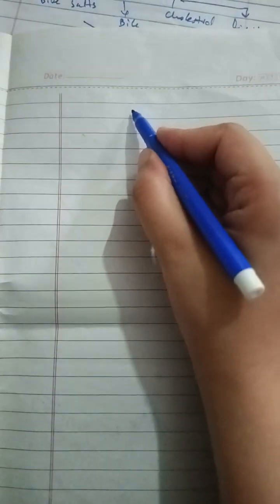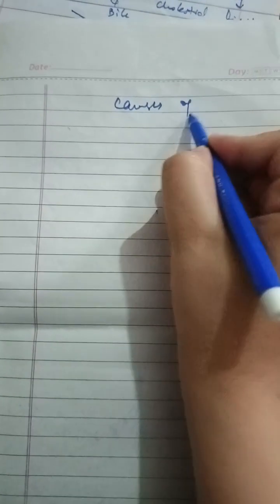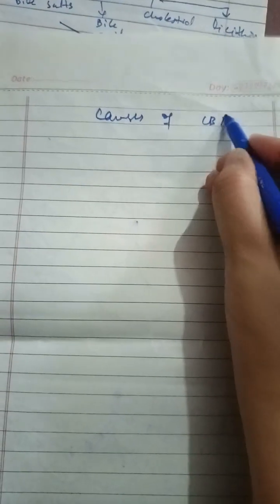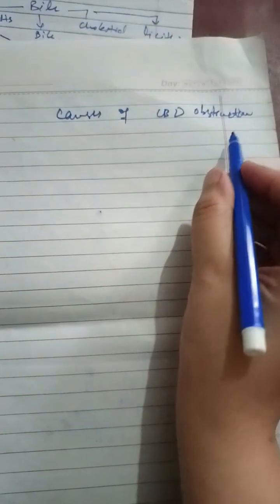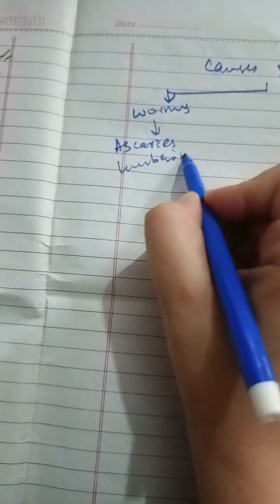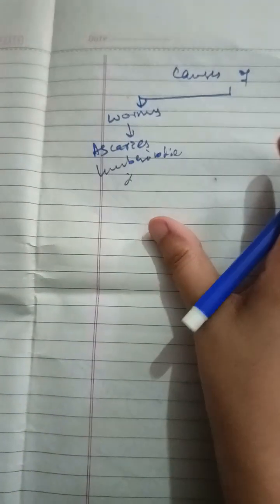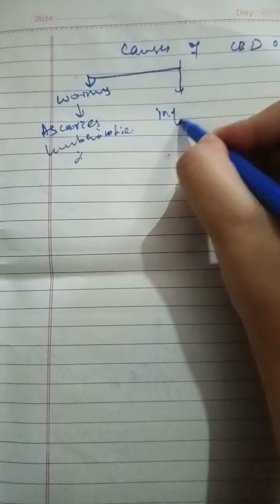Now we are going to discuss some other causes of CBD obstruction. One cause which we have studied was the gallstone. Some other causes include worms from the small intestine, that is Ascaris lumbricoides. Ascaris lumbricoides, if present in the gut, can ascend to the CBD and can cause obstruction of the CBD, as well as infection can cause obstruction of the CBD.